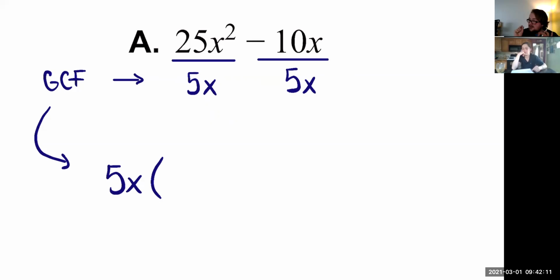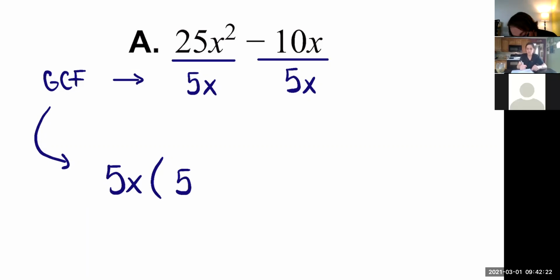So I like to do it in little chunks. 25 divided by 5 is 5. X to the second divided by x is just x, because remember, if you're dividing common bases, you subtract their exponents. So you have 2, you take 1 away, you still have 1 left over. What about negative 10 divided by 5?